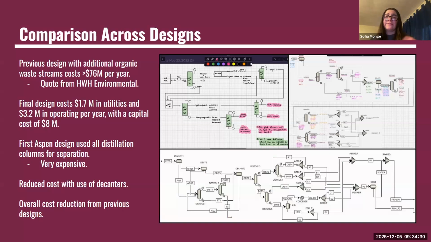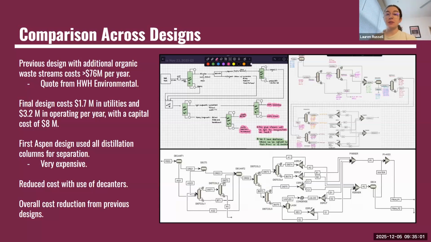We iterated through different designs across this whole project. We knew from the start that the distillation columns could get the job done, but we wanted to start replacing them with cheaper separation systems such as decanters and flash drums. In addition to that, the previous design where we would just dump the waste costs about $76 million per year, and this is a quote from HWH Environmental here in Lexington.